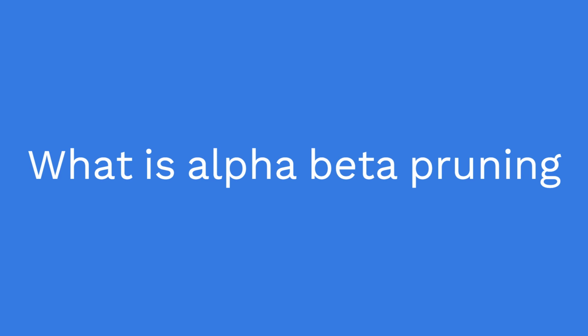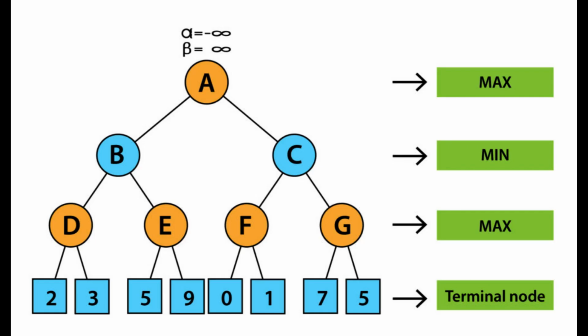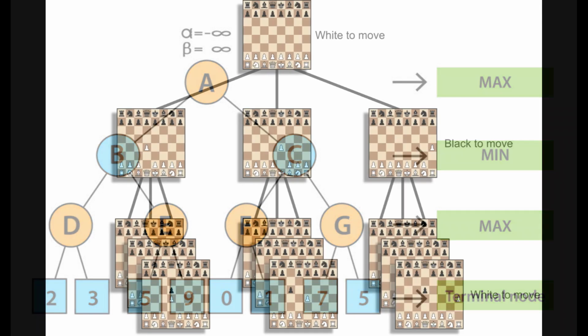Let's get started. What is alpha-beta pruning? Alpha-beta pruning is a modified version of the Minimax algorithm. It is an optimization technique for the Minimax algorithm.